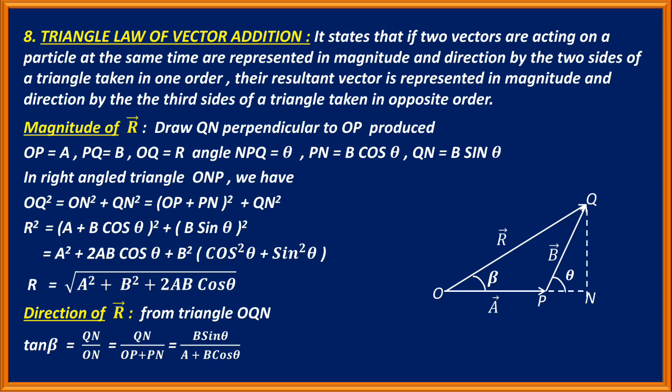Now the direction of resultant vector R. So from triangle OQN, okay, we can write tan beta equal to QN by ON, replacing QN by B sin theta and replacing PN by B cos theta. We are getting tan beta equal to B sin theta by A plus B cos theta. This is the direction of resultant vector. Okay.